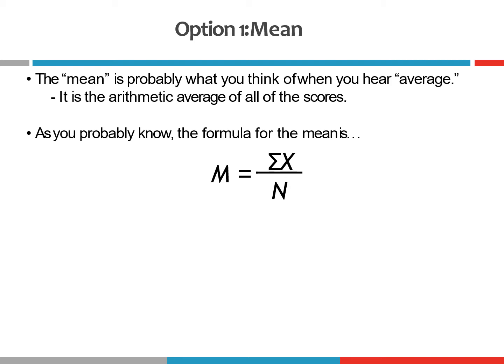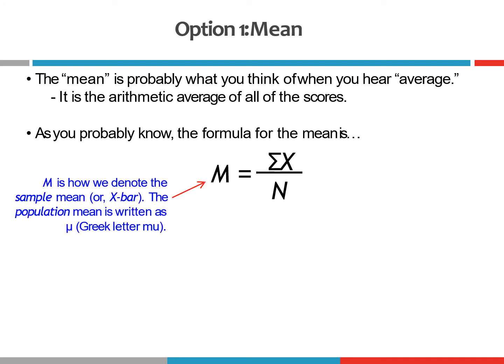So the formula for the mean, as you probably know, first, let's start with the M here. A capital M or X bar is going to indicate a sample mean, whereas population mean is typically written as the Greek letter mu. And to calculate the mean, as represented here, we simply add up all of the individual scores, which are denoted by a letter X.